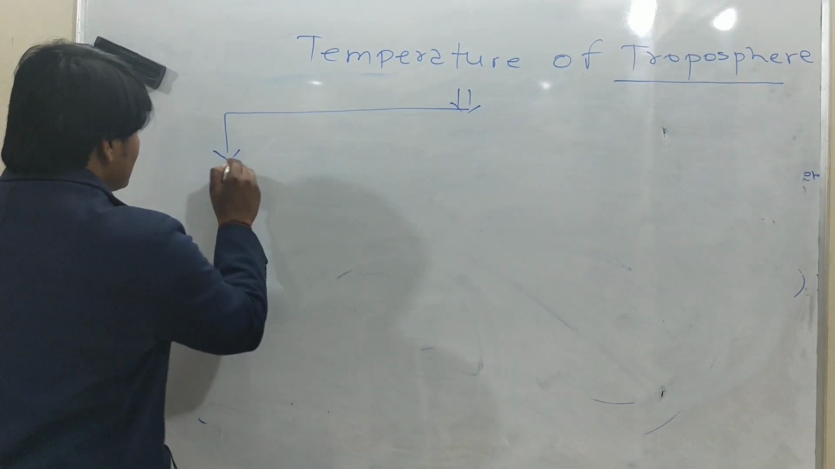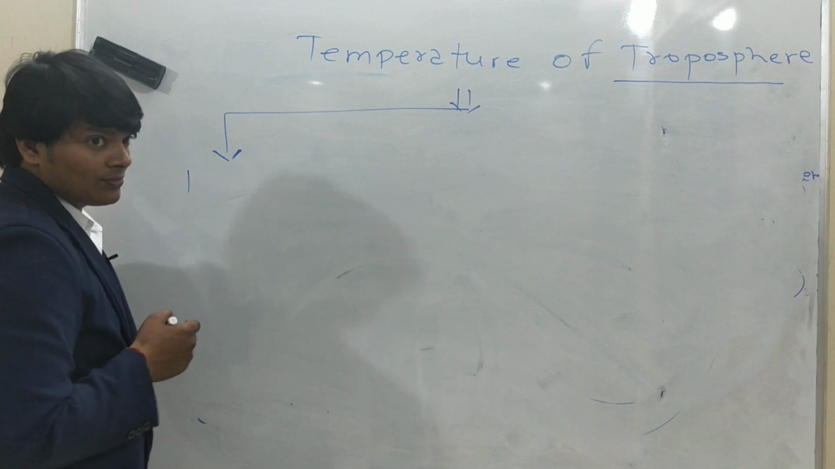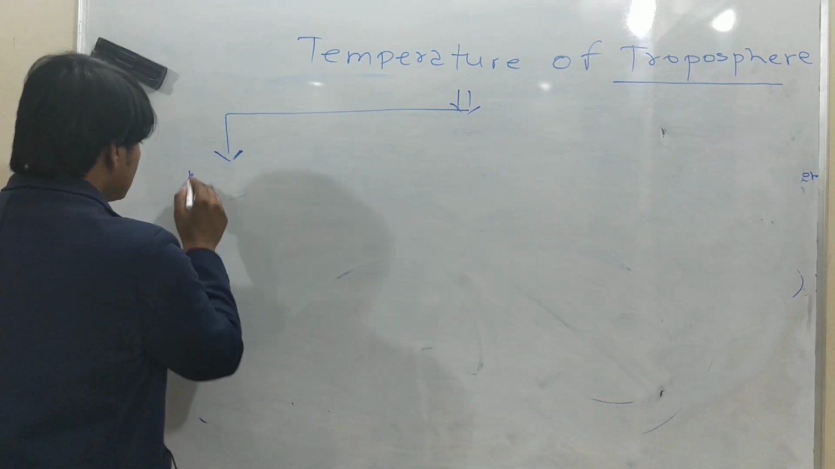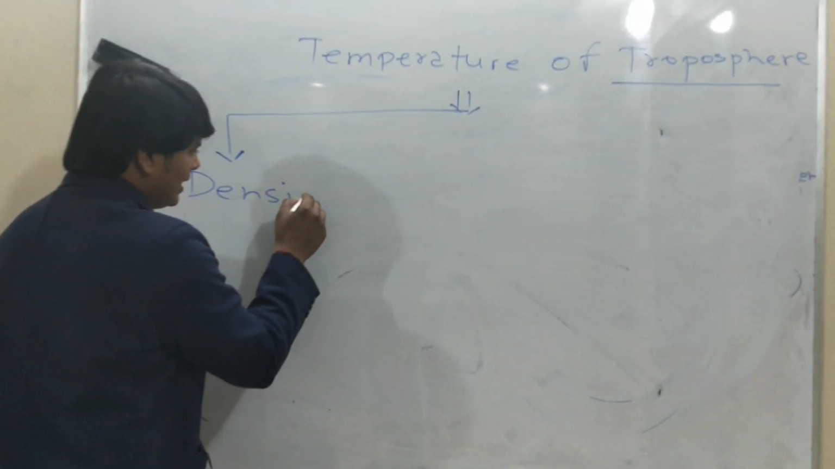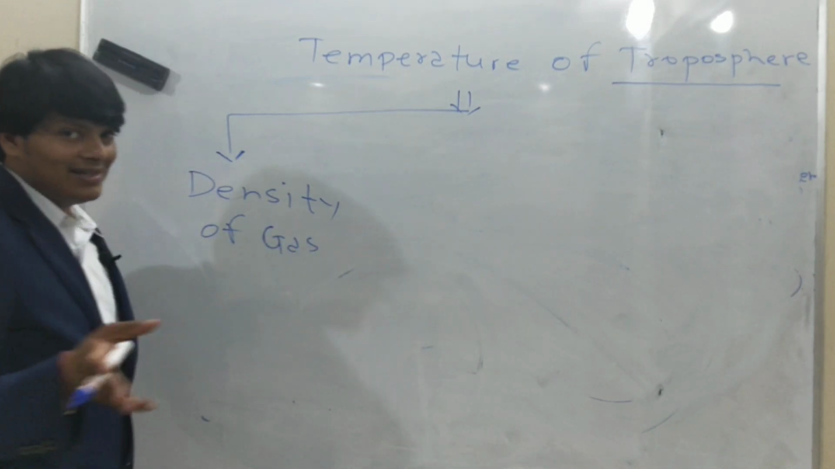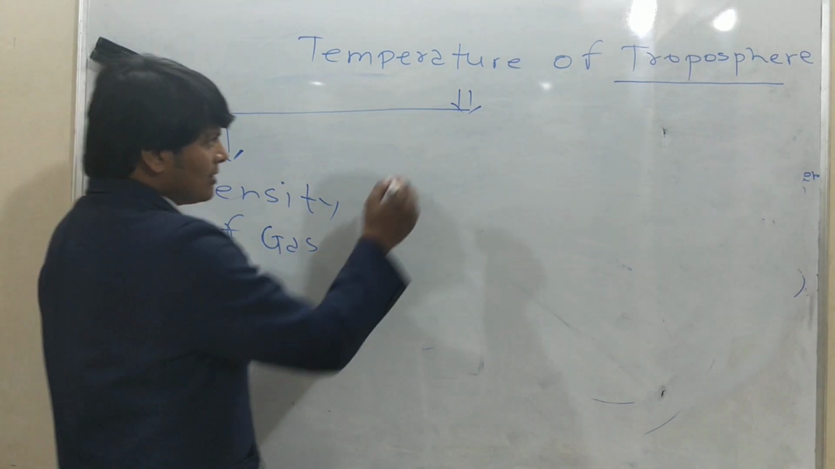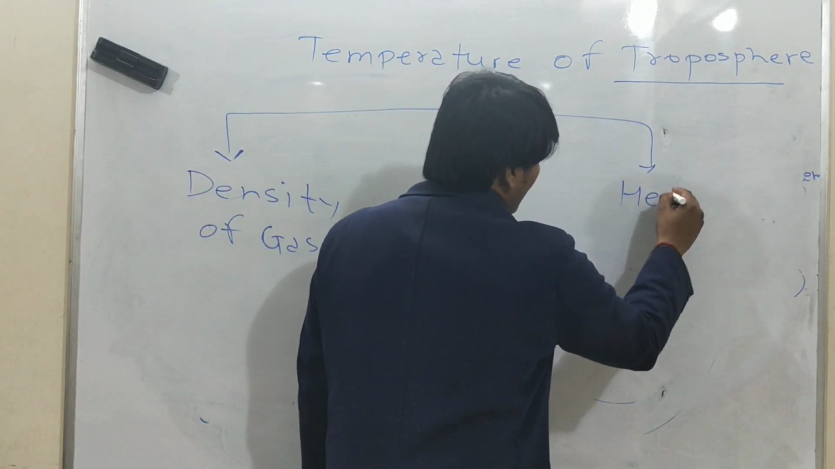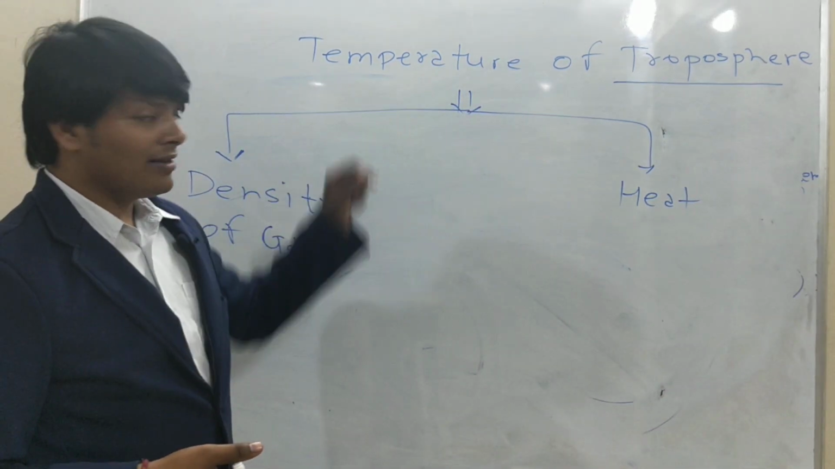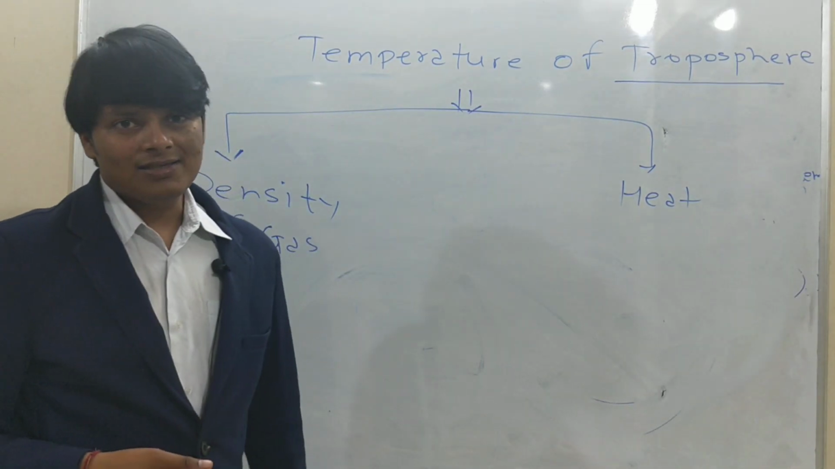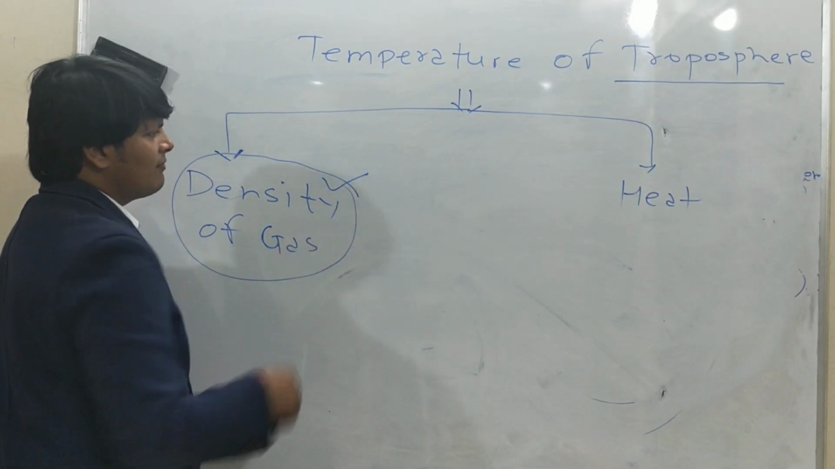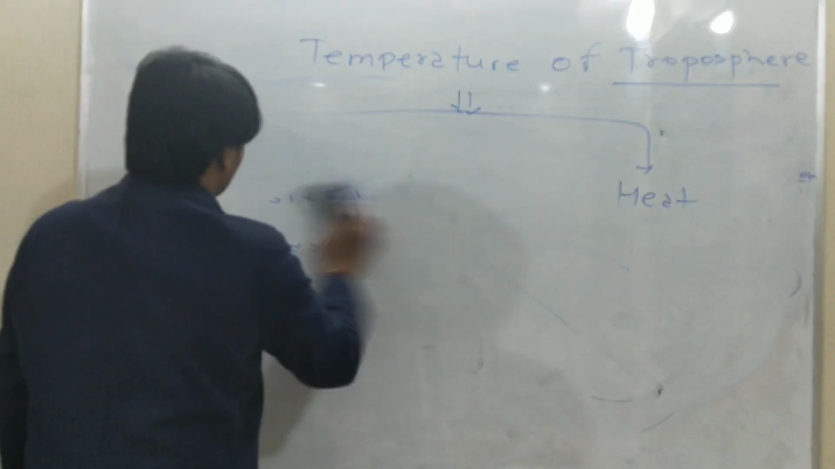So if there are gases, they can be denser or rarer. The first thing which determines the temperature of the troposphere is the density of gas, meaning the density of the gas particles. The second is heat. If heat increases, temperature can increase. If heat decreases, temperature can decrease. So I am talking about the first part, and we are going to deal with the first part.